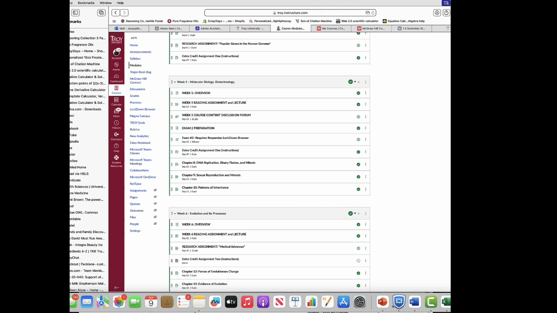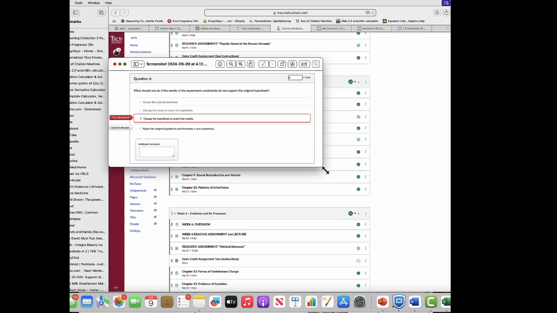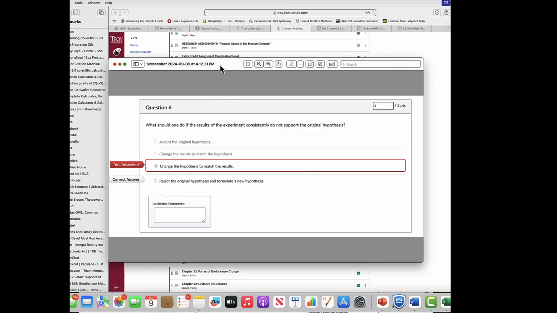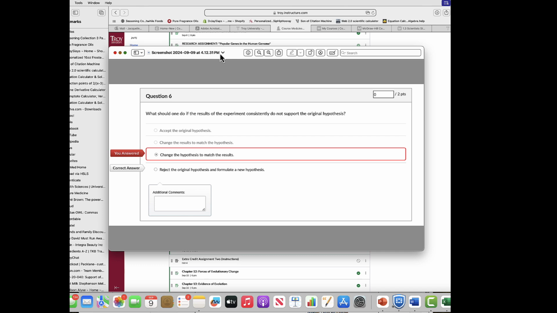So let me keep this here. All right. One of the questions that several of you got incorrect that I wanted to cover is this question here. It says, what should one do if the results of the experiment consistently do not support the original hypothesis? A lot of you chose change the hypothesis to match the results. The reason that response is false is because that is actually unethical. You never want to change your hypothesis based off of your results. Your hypothesis should be developed based off of your background, lit review, you reading papers, but it should never change based off of the results you get.